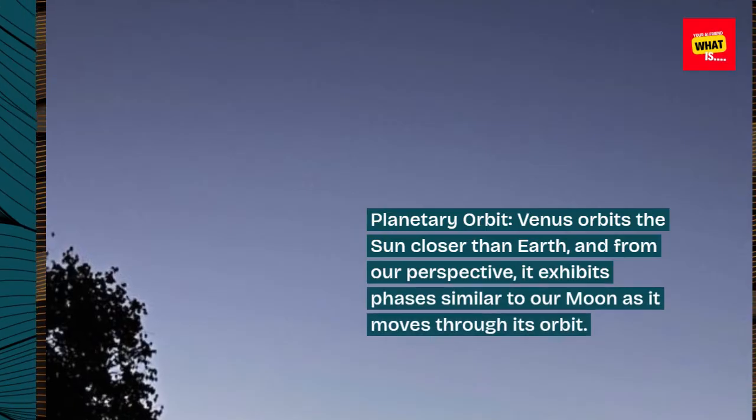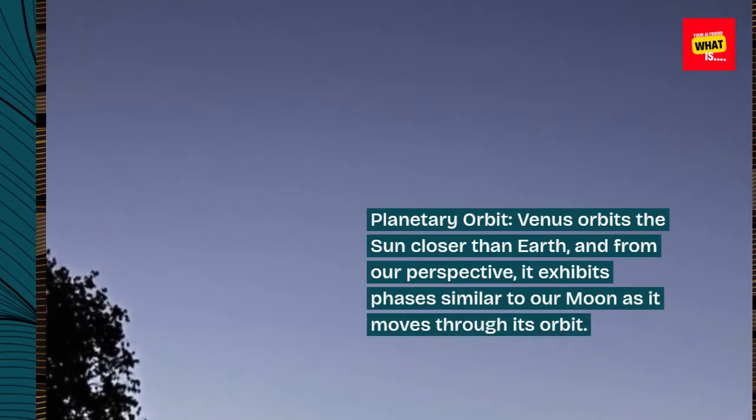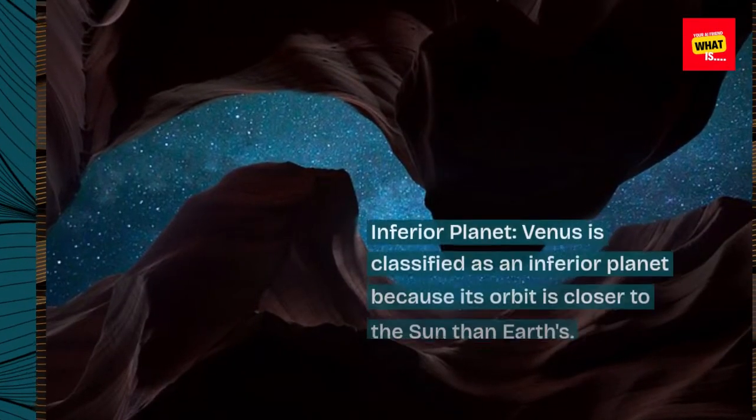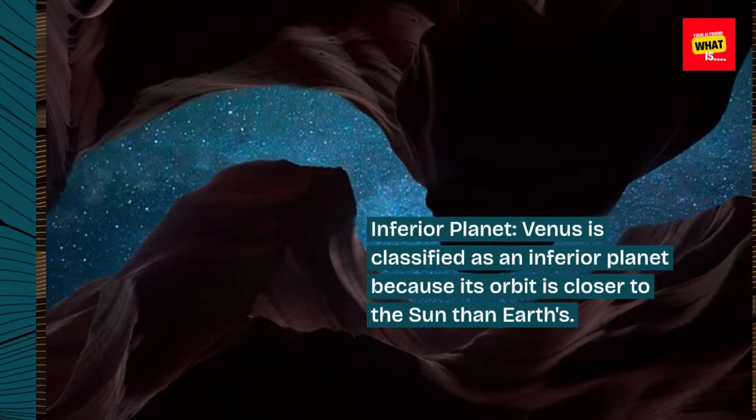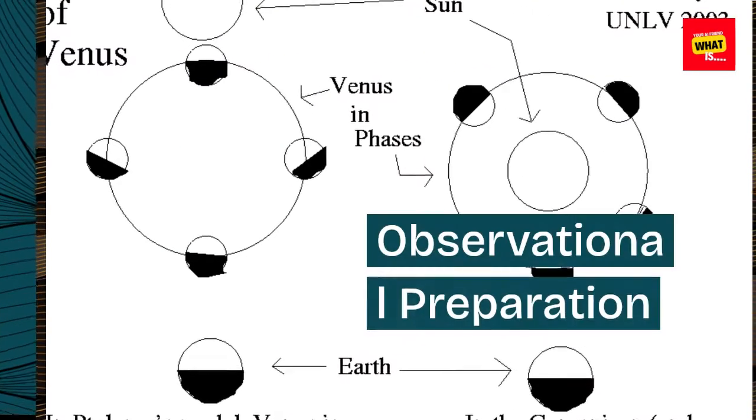Planetary orbit. Venus orbits the Sun closer than Earth, and from our perspective, it exhibits phases similar to our Moon as it moves through its orbit. Inferior planet. Venus is classified as an inferior planet because its orbit is closer to the Sun than Earth's.